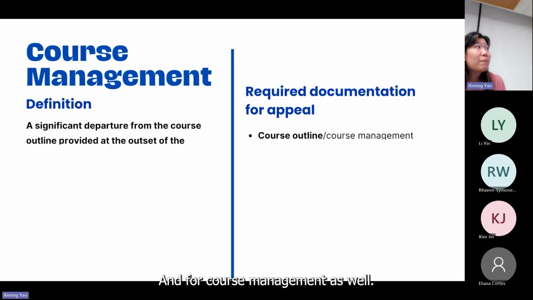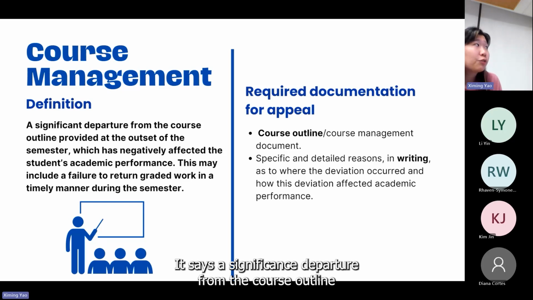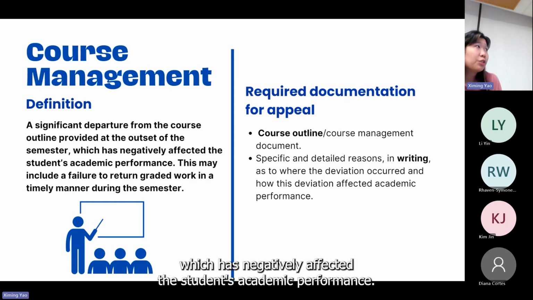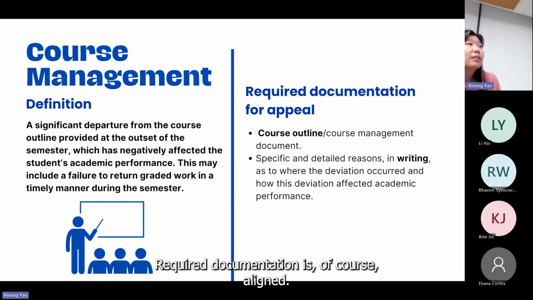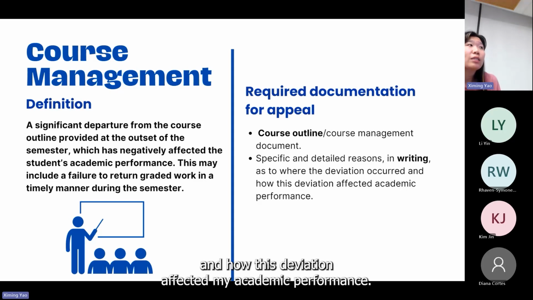And for course management as well. So what is course management? In the definition, it says a significant departure from the course outline provided at the outset of the semester, which has negatively affected the student's academic performance. This may include a failure to return graded work in a timely manner during the semester. Required documentation is the course outline and specific and detailed reasons in writing as to where the deviation occurs and how this deviation affected academic performance.